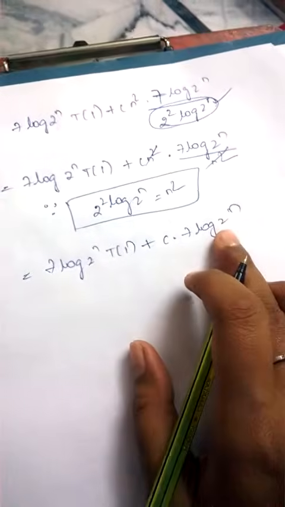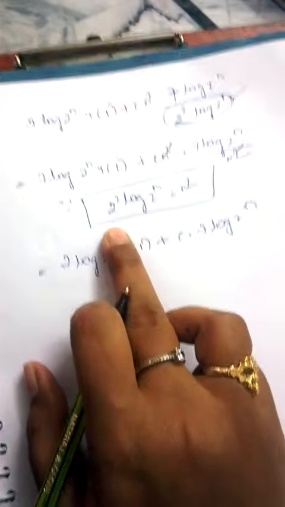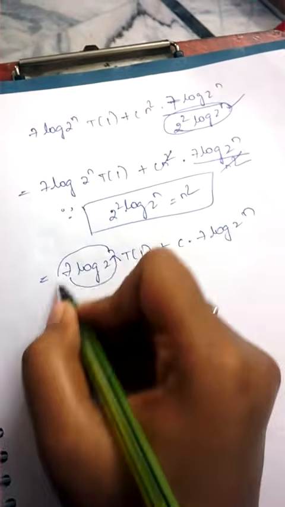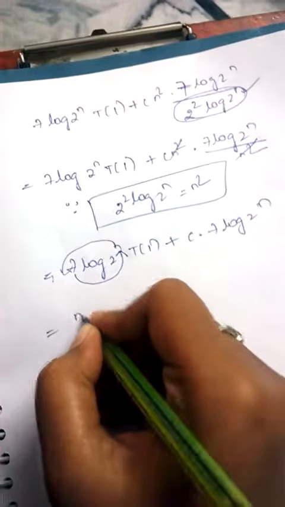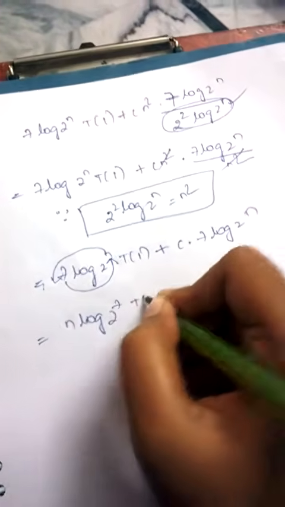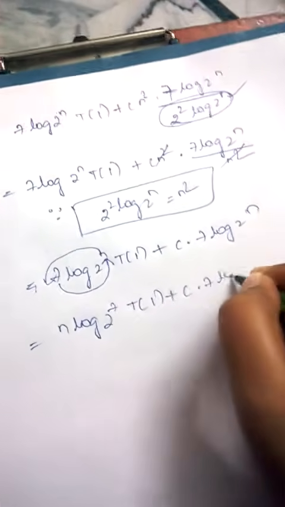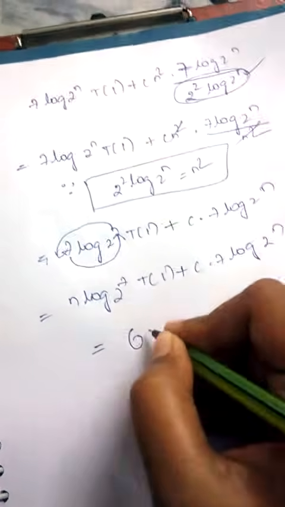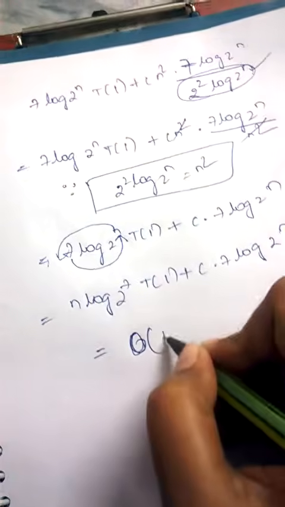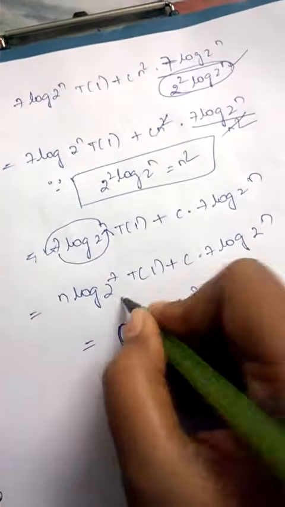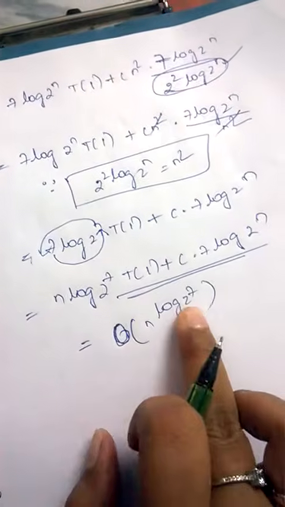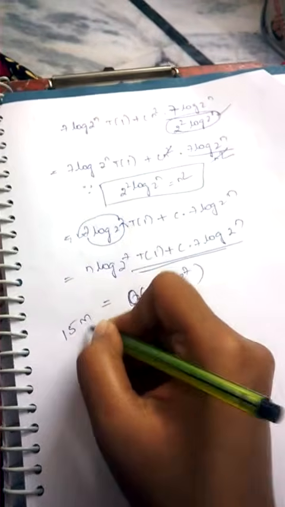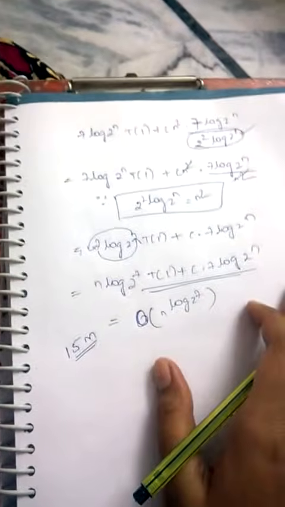Now instead of 7 power log n, I can shift 7 to the power place and n to the base place, which gives n power log 7 T(1) plus c into 7 power log n, which gives order of n power log 7. So this is all the order of this. That's it. This is an important essay question which may be given for 15 marks also. This is a very important problem.